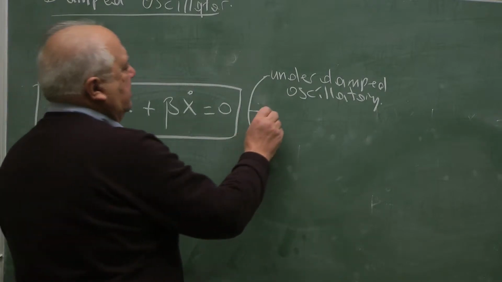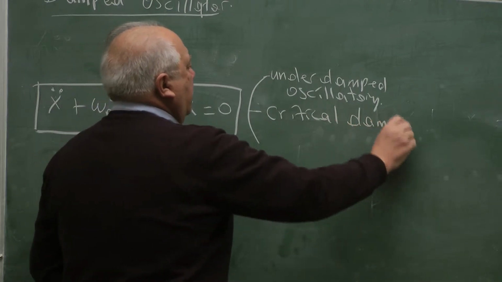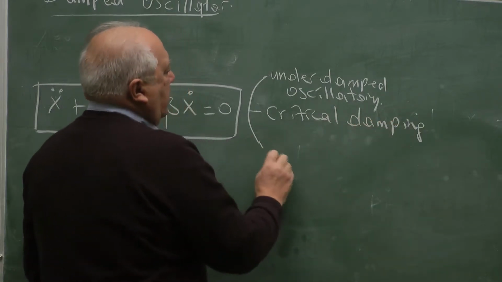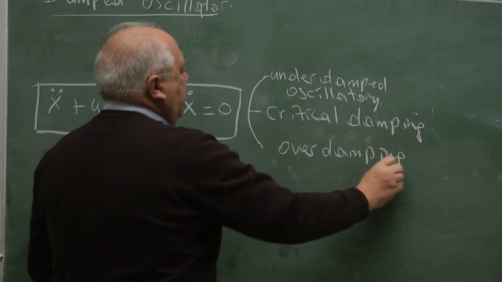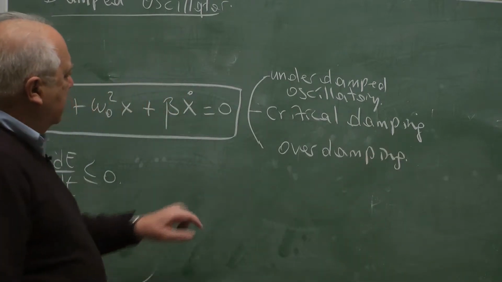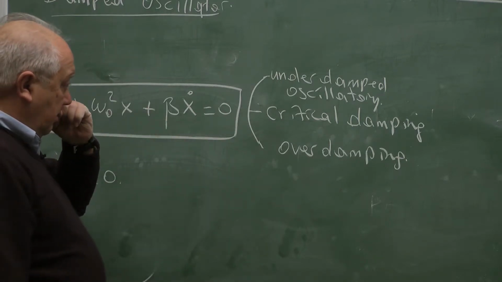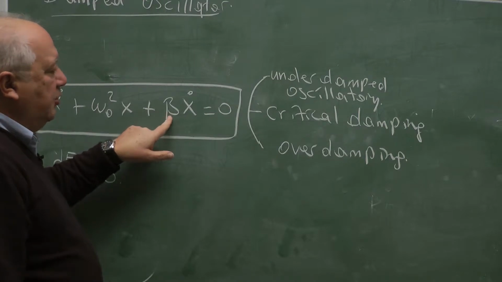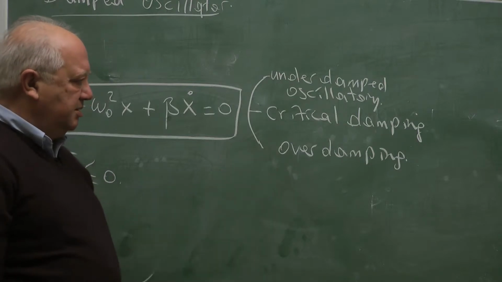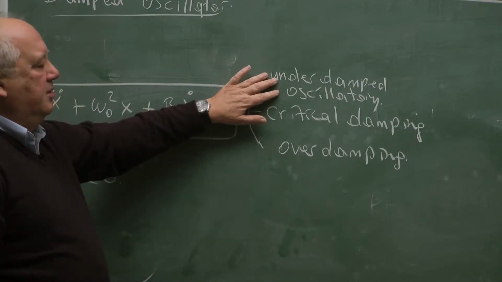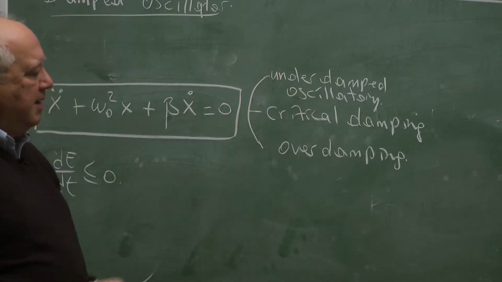Or critical damping, or overdamping. Overdamping means that this is big enough so that it dominates the dynamics, and you have no oscillation. And here it is damped oscillatory, and this is just a transition from damped oscillatory to overdamping.